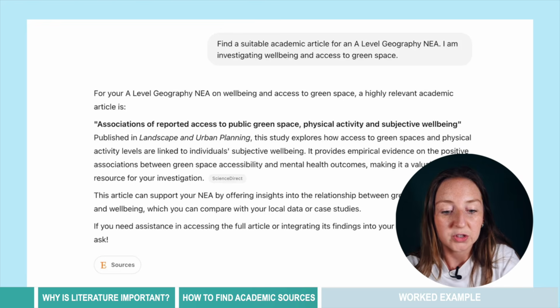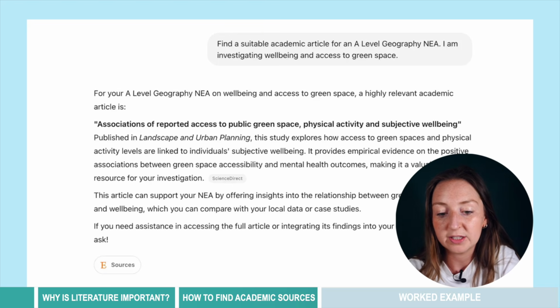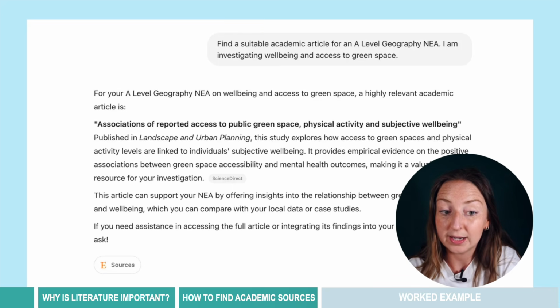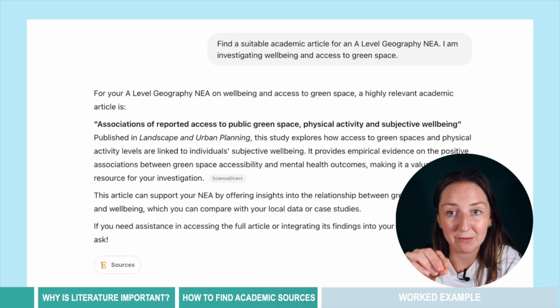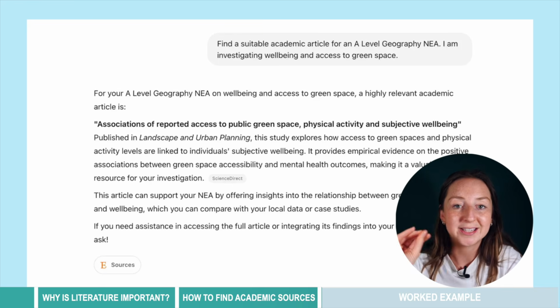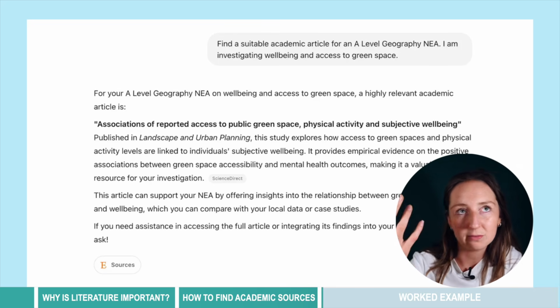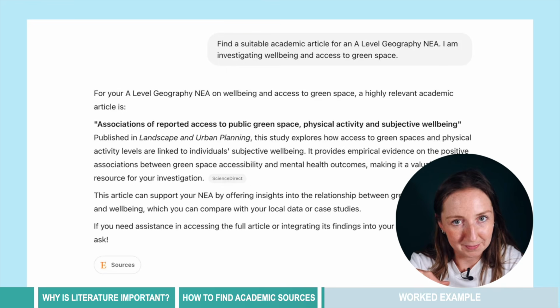This one was associated with the report of access to public green space with physical activity and subjective well-being. So already I can see that it's linked to well-being and linked to green space. It's got the link and it's a free PDF. Now, interestingly, I didn't actually write free PDF in my prompt, but you really should, because I did try this with another topic and it just came across an article and it was like pay £40 for it or something like that. So then I had to write, please can you give me a free article?